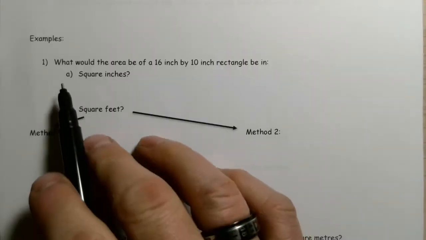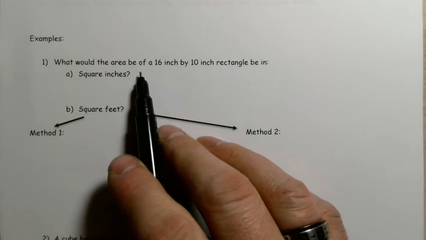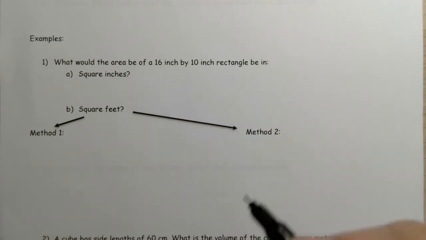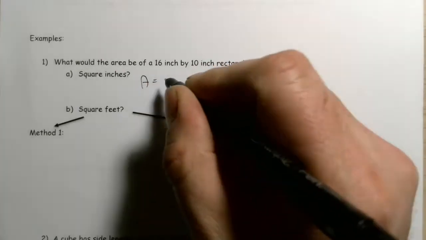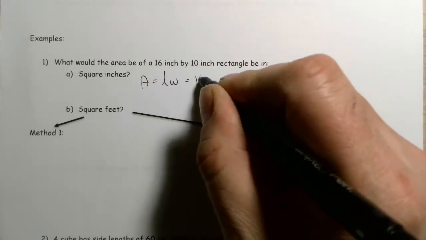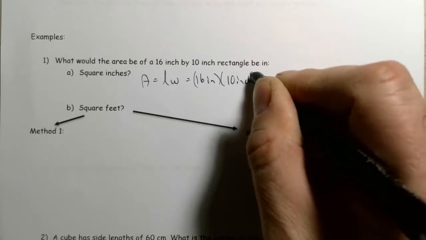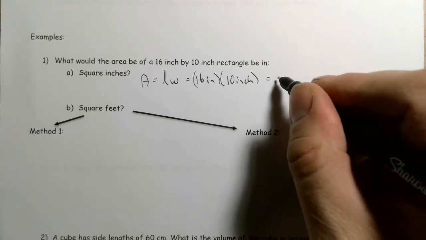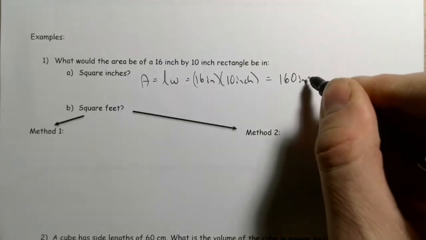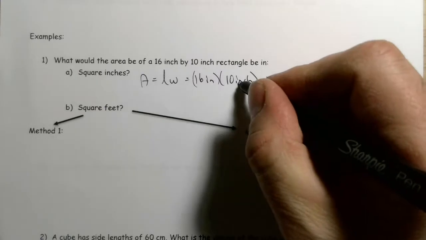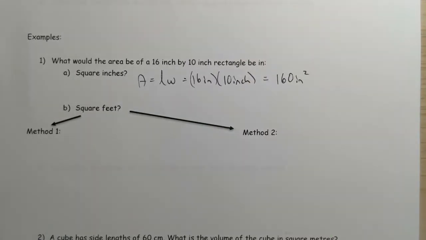Okay, so the question says, what would the area be of a 16 by 10 inch rectangle in square inches? Okay, so our area here is going to be length times width, and so that's going to be 16 inches multiplied by 10 inches, and so that's easy. That's going to be 160 inches squared.